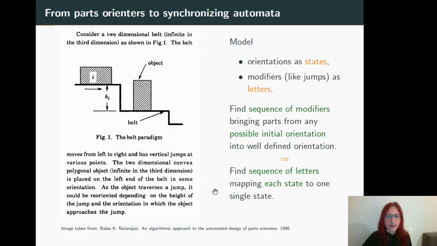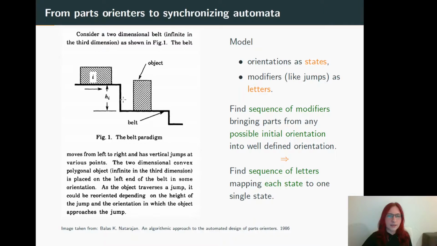The image on the left is taken from the work of Natarajan from 1986, who first modeled designing parts orienters as synchronizing an automaton. In the problem of parts orienter, we have an assembly line where parts are coming in an unknown orientation, but one still wants to work with the parts in a predefined orientation, and due to lack of expensive sensors, we cannot observe the initial orientation, but we still want to find a sequence of modifiers such that we can bring the initial part into a predefined orientation.